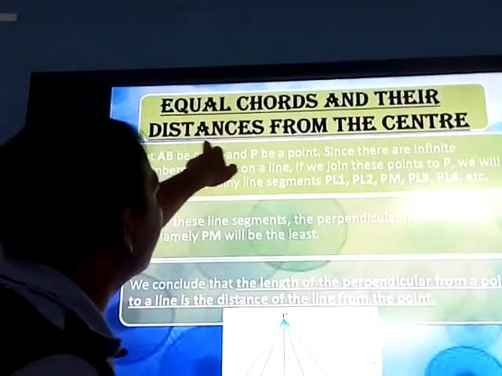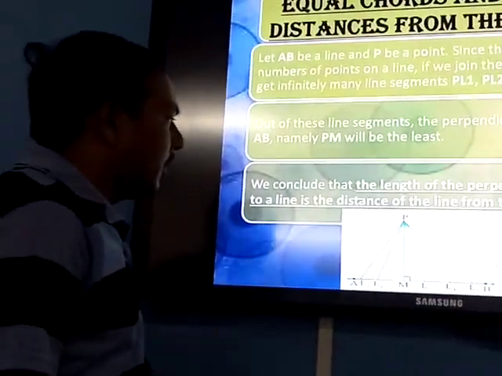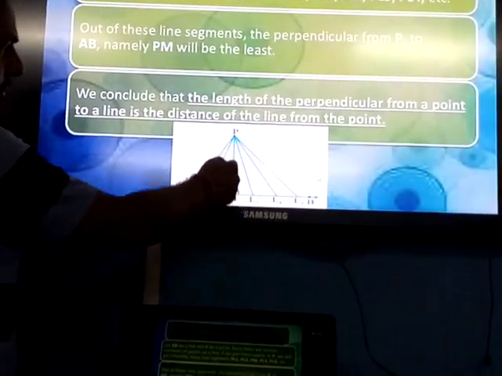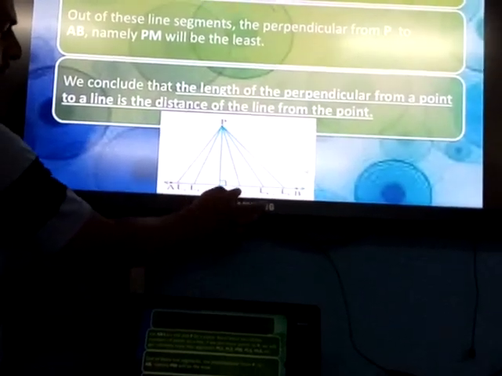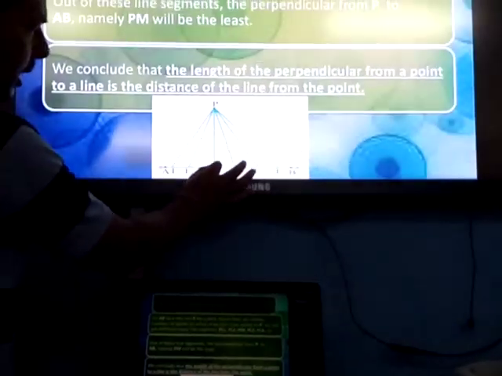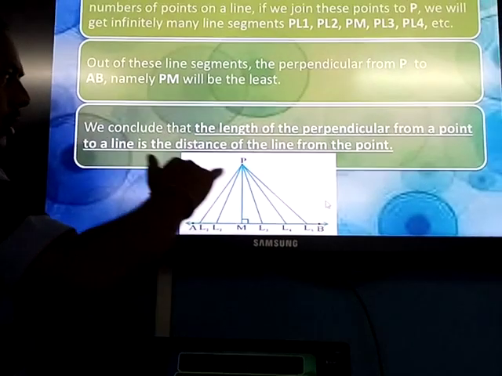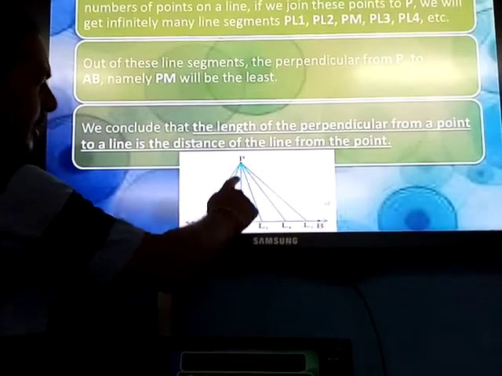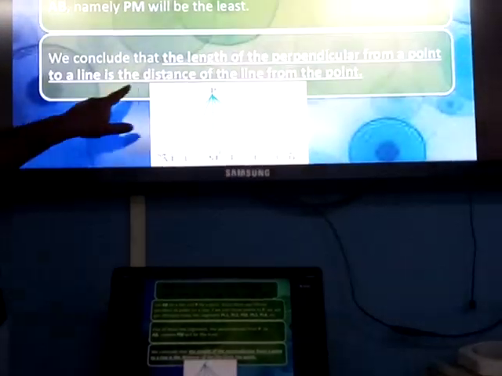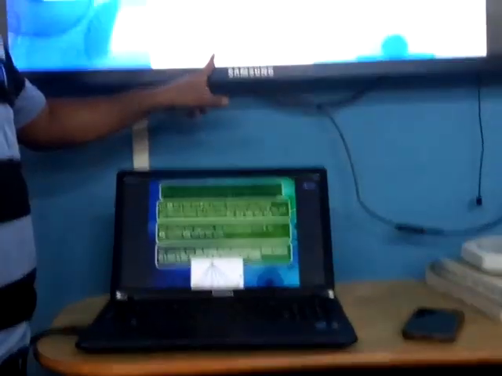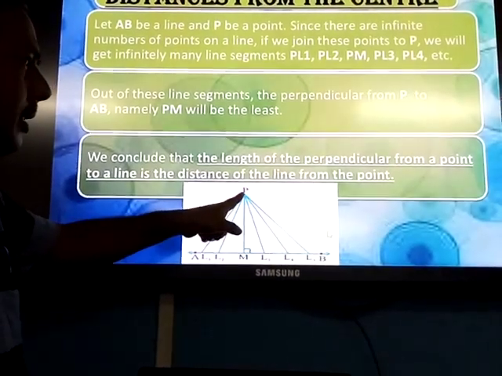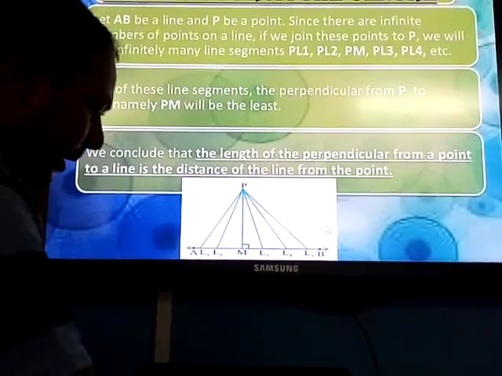Equal chords and their distance from the center. First of all, we should see here that PM is the shortest line. PM is the shortest line, then L2, L3, L1. When we increase this angle, the line moves farther and farther from the smallest distance. We conclude that the length of the perpendicular from a point to a line is the distance of the line from the point. The distance of any point from a line can be measured by drawing a perpendicular on the line.